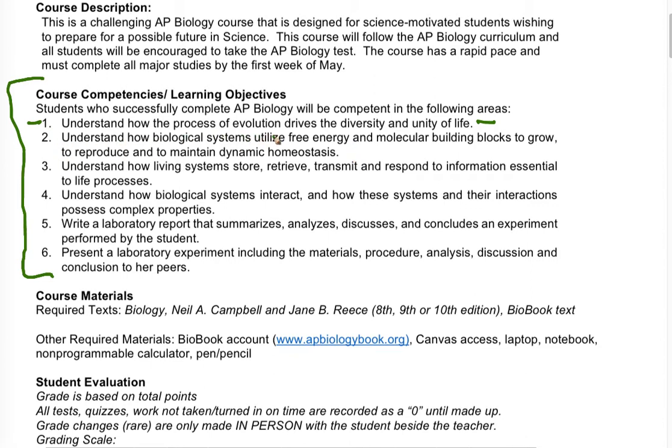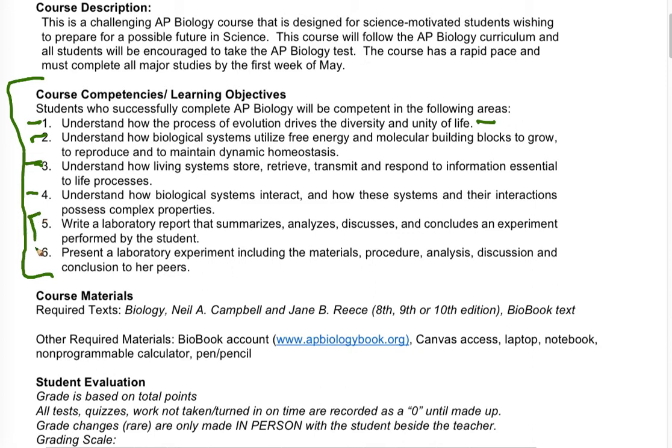Number two, understand how biological systems utilize free energy and molecular building blocks to grow, reproduce, and maintain homeostasis. That's the second quarter. Number three, understand how living things store, retrieve, transmit, and respond to information, chemical essential to life's processes. That's the third quarter. And the fourth quarter is understand how biological systems interact and how these systems and their interactions possess complex properties. That is the entire fourth quarter.